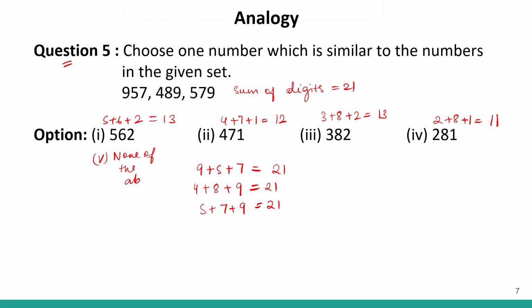Answer will be option number 5, none of the above, because none of these options has a sum equal to 21. If there was another option, let's say 876, then 8 plus 6 is 14, 14 plus 7 is 21, so then it would have been correct. Basically, this should be option number 5. We have missed this on the slide, but if none of them is true, the answer will be option number 5, none of the above.